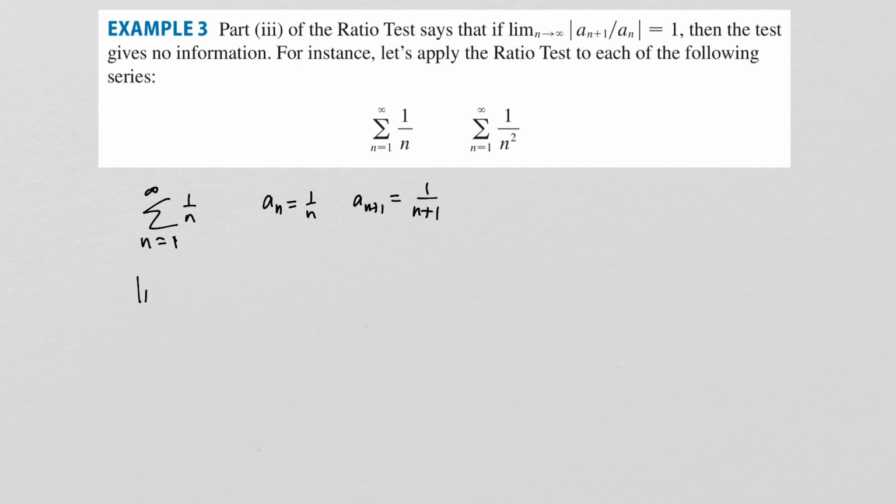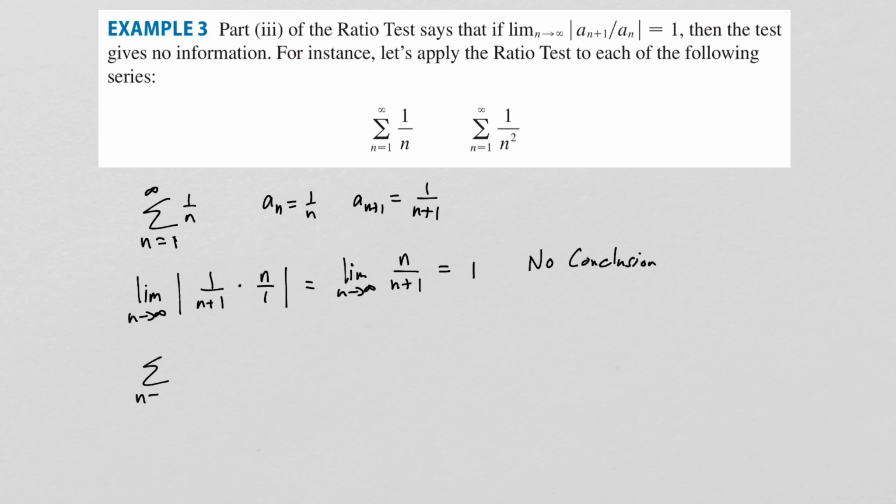And so the ratio test says we take the limit as n goes to infinity of the absolute value of the n plus 1 term multiplied by the reciprocal of the nth term. And this is the limit as n goes to infinity of n divided by n plus 1. The absolute values here are unnecessary. And this limit is clearly equal to 1, which means there is no conclusion from the ratio test.